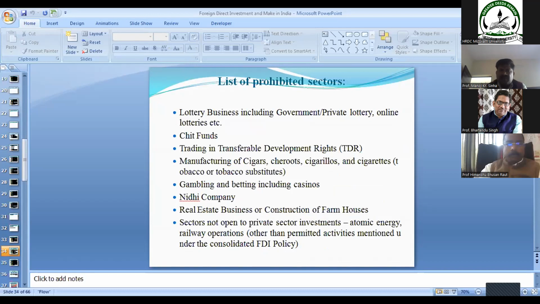Some sectors are prohibited for foreign investment, and those are lottery business, chit fund, trading in transferable development rights, manufacturing of cigars, gambling, Nidhi company, and real estate business. These sectors are not open to the private sector.